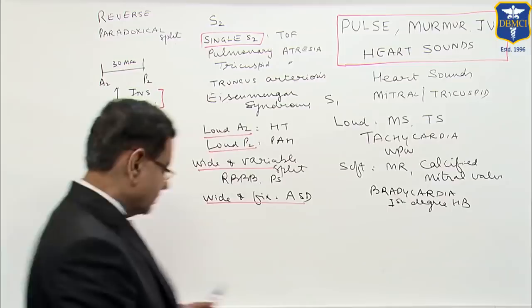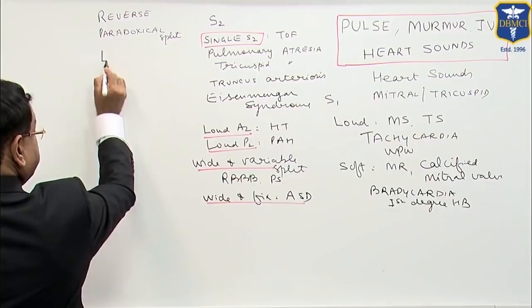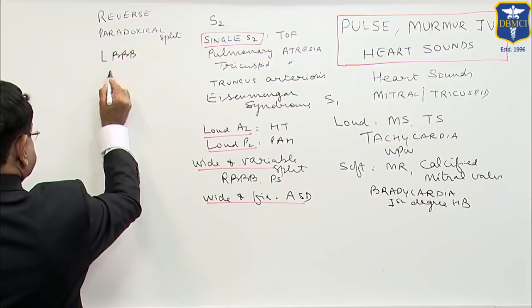Now, in which condition is this seen? It is seen in left bundle branch block and severe aortic stenosis.